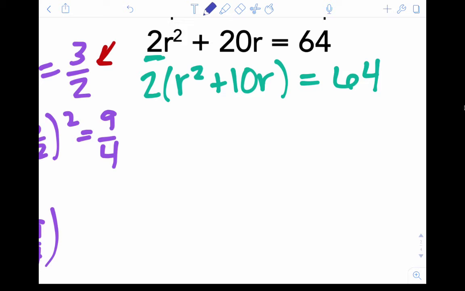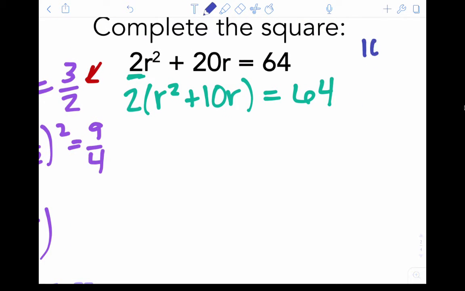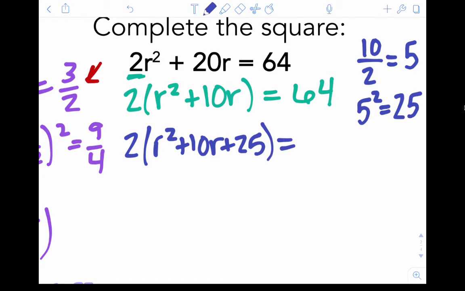Now I need to complete the square. So I'm going to take the b value, which is 10, divided by 2, which is 5. And then 5 squared is equal to 25. So inside the parentheses, I'm adding 25, which means on the right side, I need to add 2 times 25 because of the original a value.